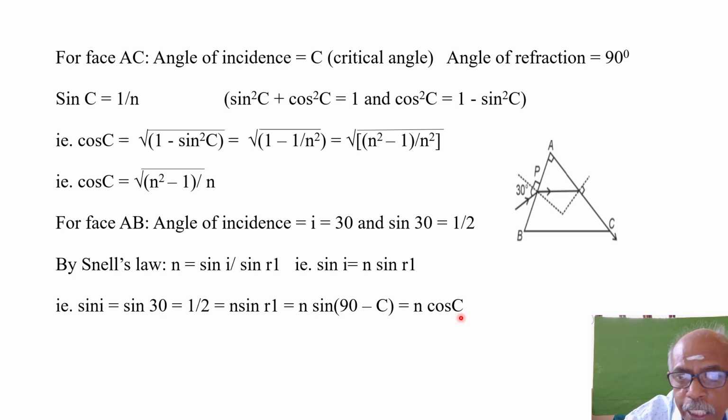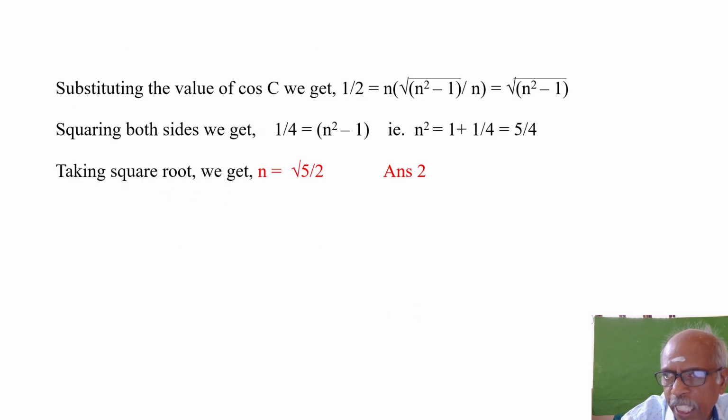Now you can substitute the value of cos C here. So 1 by 2 is equal to n cos C. What is the value of cos C? Square root of n square minus 1 divided by n. So 1 by 2 is equal to n into square root of n square minus 1 divided by n. This n in the numerator and this n in the denominator get cancelled. That is equal to square root of n square minus 1.